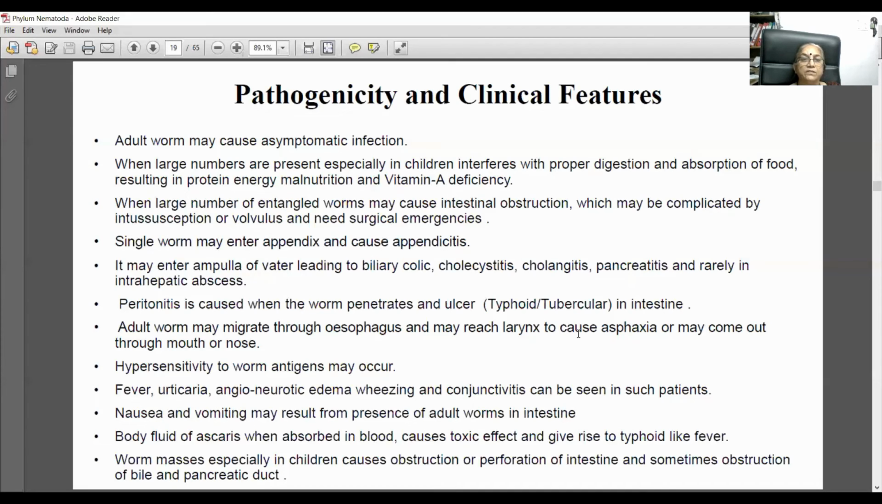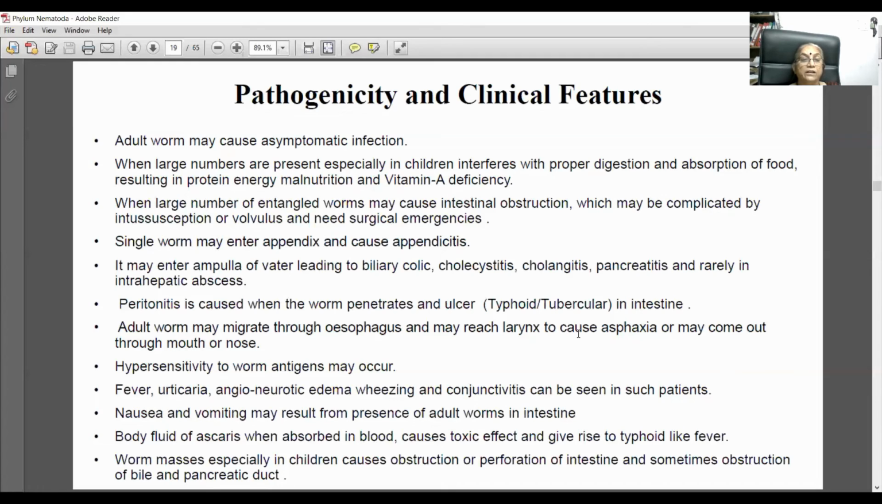Hypersensitivity to the worms. Hypersensitivity to the antigens can occur. That is because the worms are going to have a particular liquid, and this liquid, when it is absorbed by the blood, causes a hypersensitivity reaction. That is, antigen antibody reaction is seen, and therefore this occurs.